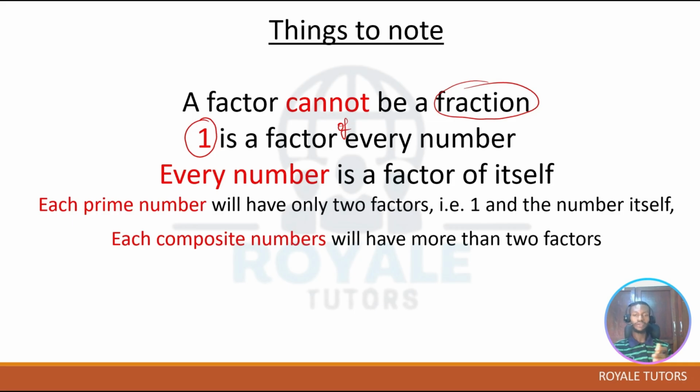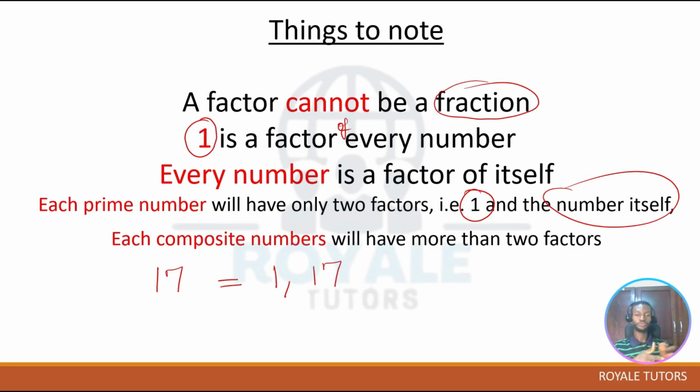And remember that we have two groups of numbers. We have prime numbers and we have composite numbers. Each prime number will only have two factors, as the definition implies that prime numbers are numbers that have just two factors, which are 1 and itself. As an example, 17 is a prime number. So 17 only has two factors, which are 1 and 17 itself.